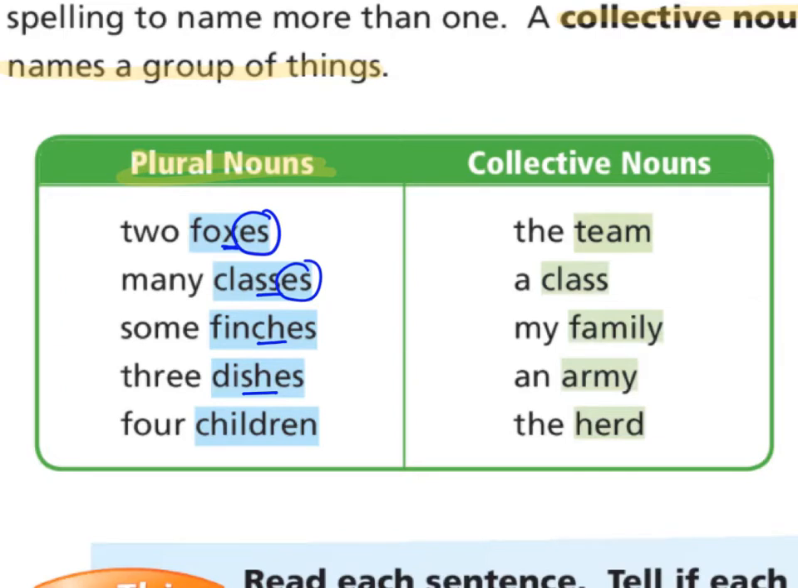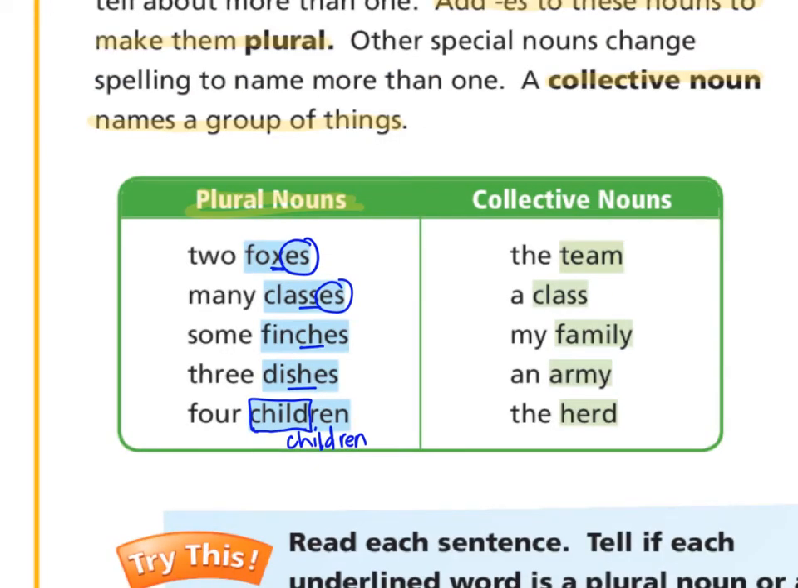The word children, which you guys are all familiar with, is a little different and a little trickier because singular, we have the word child. But when we want to say more than one, we add REN and it becomes the word children.